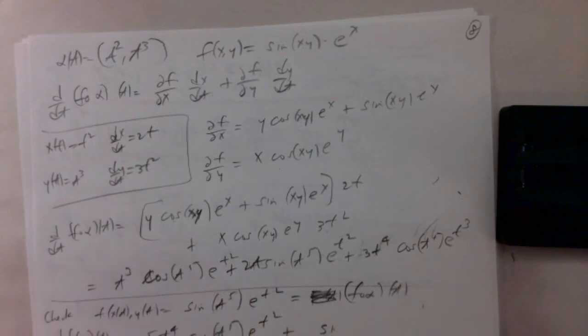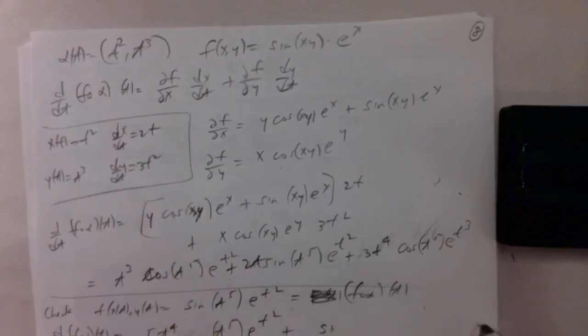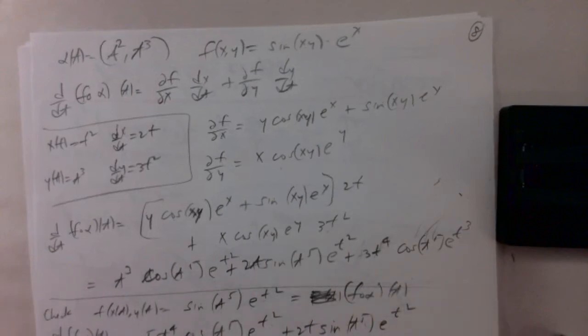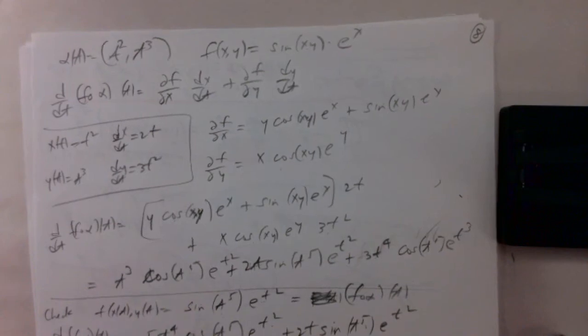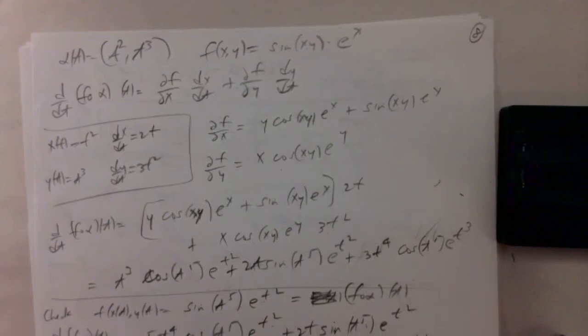Differentiate this. Sine of 5t to the fourth cosine of t to the fifth e to the t squared plus sine of t to the fifth, the derivative of e to the t squared is 2t e to the t squared. So this is 5t to the fourth cosine of t to the fifth plus 2t sine of t to the fifth times e to the t squared. Let's see.